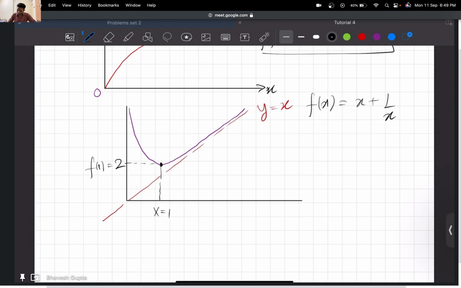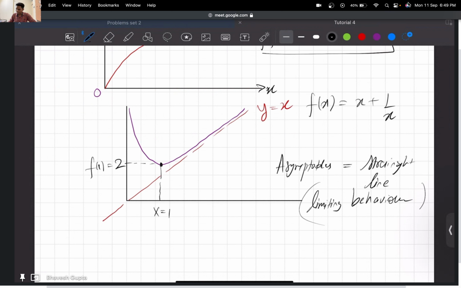So the idea is that asymptotes are nothing but straight lines. You can say it's a limiting behavior, the straight line limiting behavior of a function. That's what an asymptote is. So you can see that this function behaves like y = x for a large value of x. So that's the idea of the asymptote you can have in your mind.